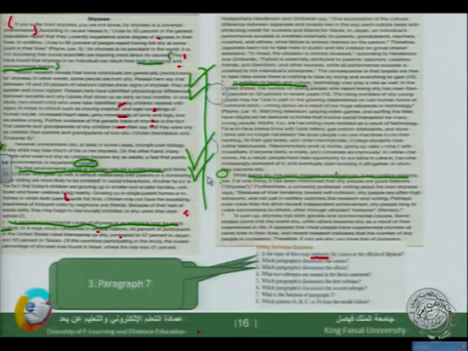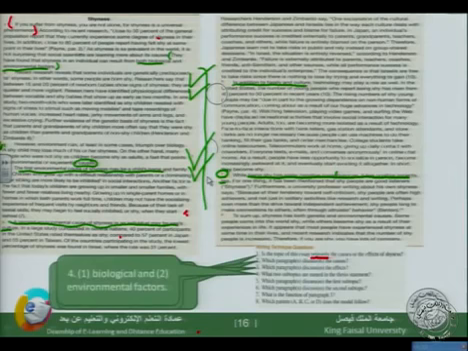Number 4. What two subtopics are named in the thesis statement? What are the two subtopics that are mentioned in the thesis statement? Biological and environmental factors. These are called subtopics that the author is going to discuss through his body paragraphs. So these are the subtopics in the thesis statement right here.